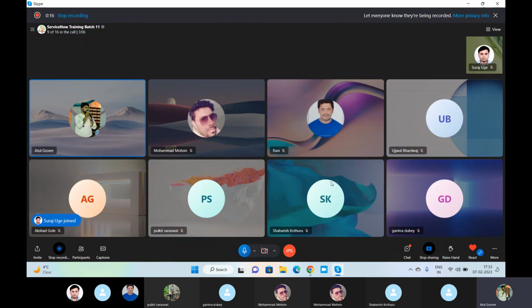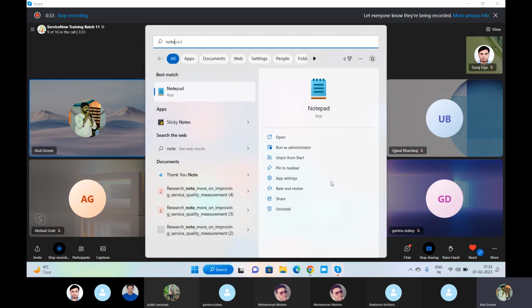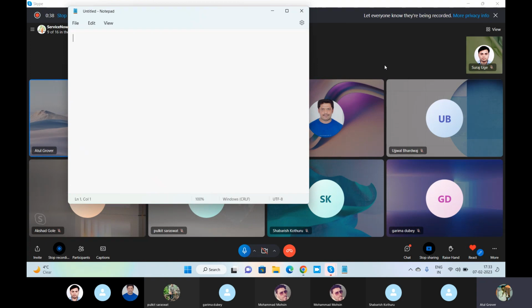Now we're going to start a topic which is mainly theoretical and required for any ServiceNow implementation. This topic will be in two parts. Number one will be called CMDB and the second is called CSDM. Today we are going to be discussing the CSDM.